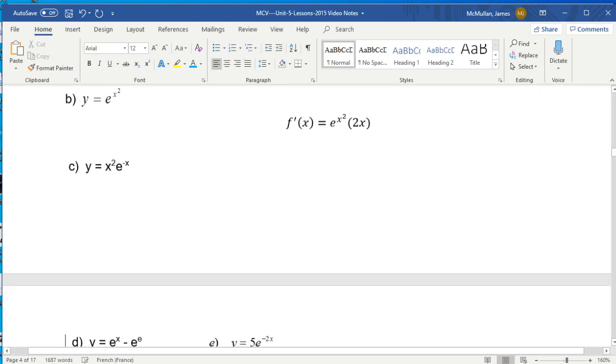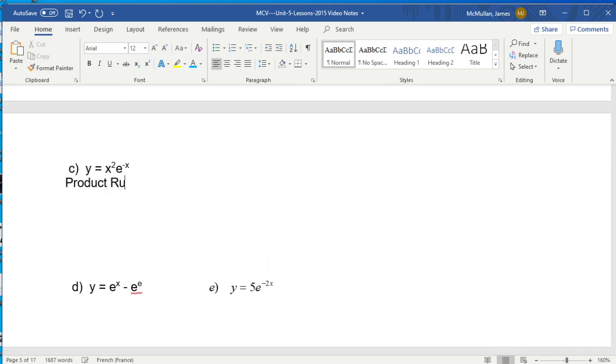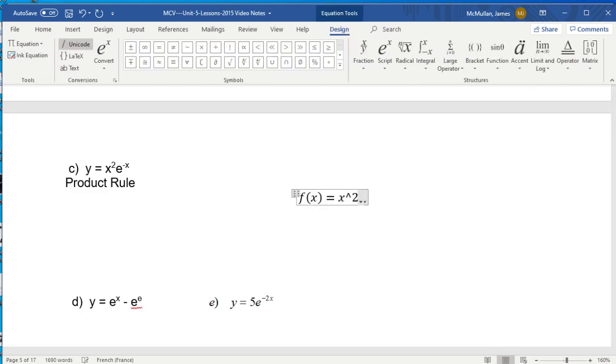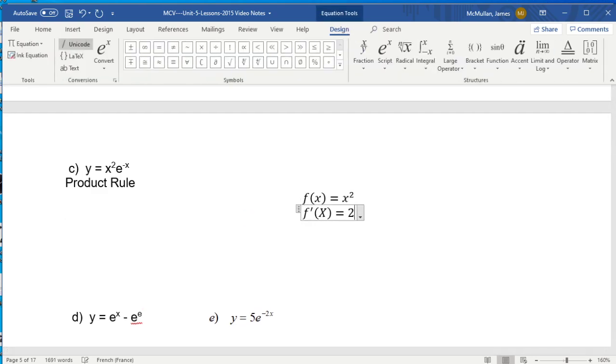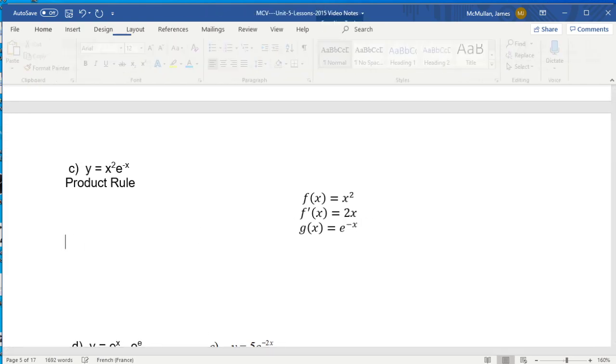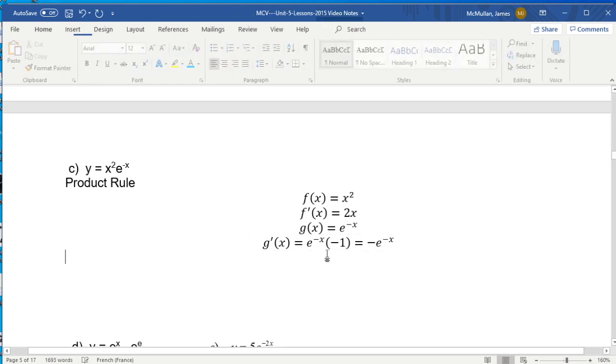Exactly what we said we should get. This next one is a good challenging one. This is a product rule. That's a product and a chain, really. Let's remember how to do a product rule. F of x is x squared. That means f prime of x is 2x. G of x is e to the power of negative x. And that makes g prime. Let's remember, how do I do the derivative here? Copy it out exactly as it looks, and then take the derivative of the exponent. Sorry, negative 1. We can simplify that again. We can say negative e to the power of negative x. That's what our derivative of g looks like.